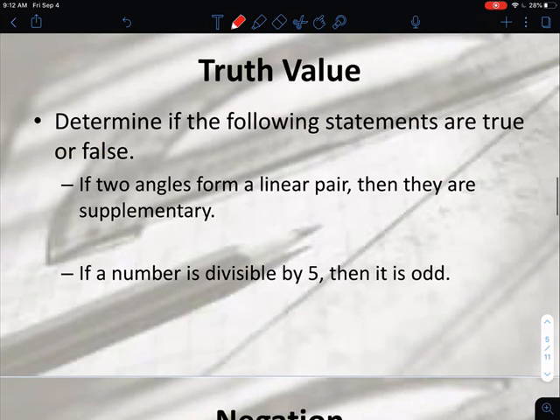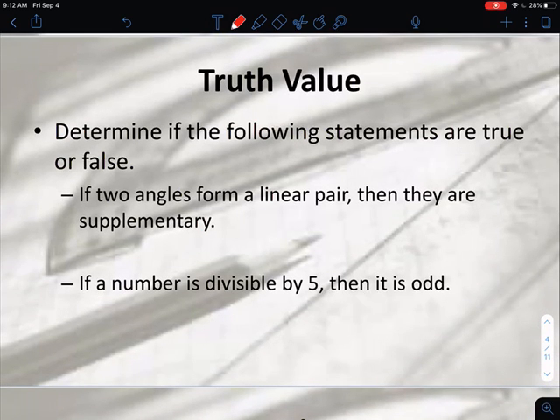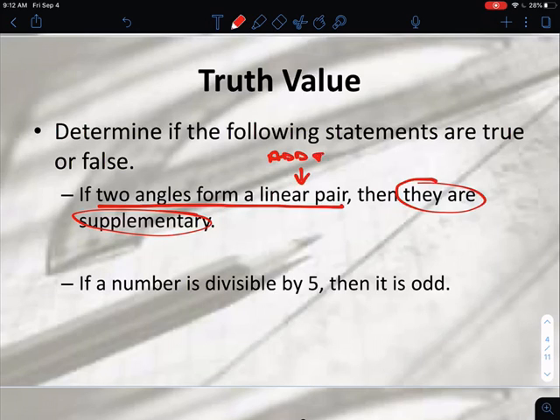And so we'll look at some examples here to kind of talk about what this means. So when you see a problem say determine if the statements are true or false, or they might say determine the truth value, they're asking, is this statement true or false? So our hypothesis here, two angles form a linear pair. Our conclusion, they are supplementary. So what we have to decide is, is that always true? If I know two angles are a linear pair, are they always supplementary? Or can I think of a time where that wouldn't be the case? Now, we just talked about this in the last chapter. If we have a linear pair, linear pairs always add to 180.